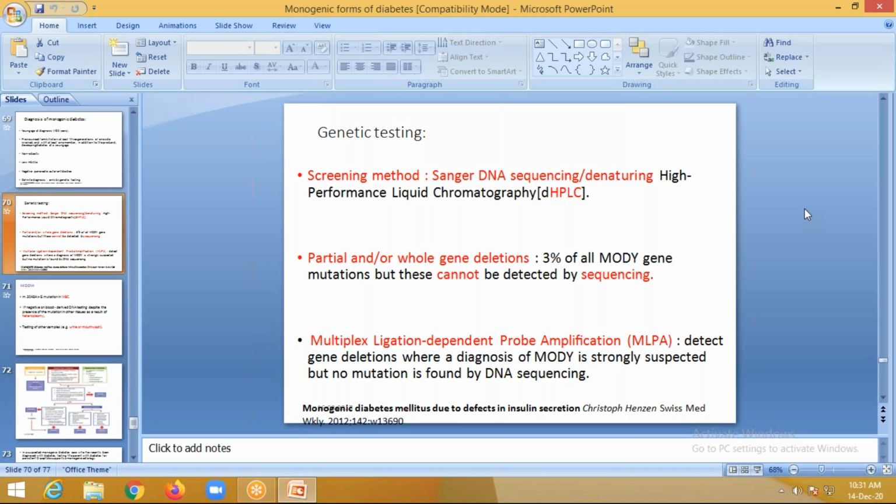Genetic testing methods are screening methods, Sanger DNA sequencing, and denaturing high performance liquid chromatography. Partial or whole gene deletions can be detected. About 3% of MODY genes have deletions, but they cannot be detected by sequencing. The multiplex ligation dependent probe amplification technique detects gene deletions where a diagnosis of MODY is strongly suspected, but no mutation is found by DNA sequencing.